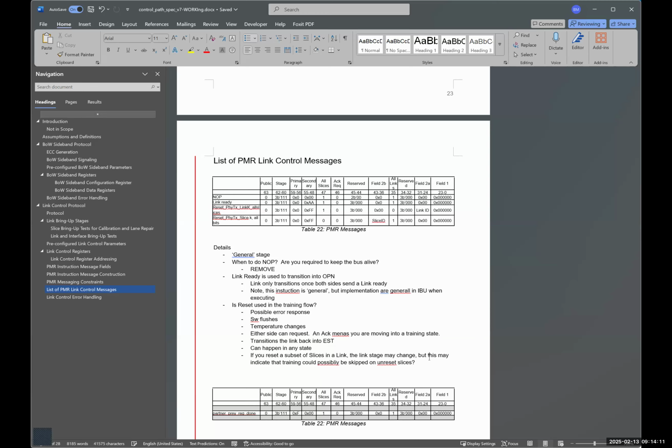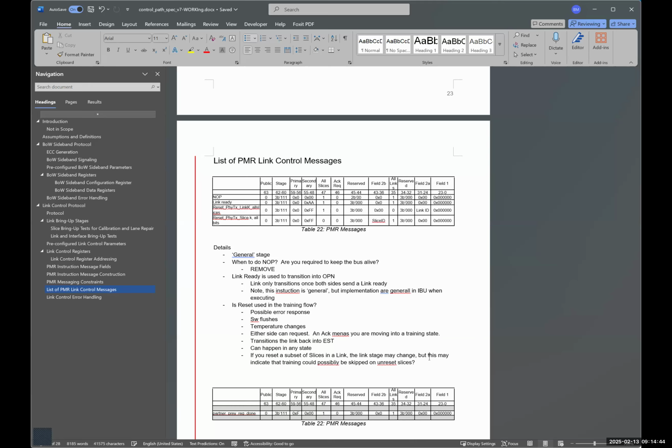Does that make sense? Or we could say if sub slices are being reset, then each slice maintains its own state for the purposes of bring up stages. But the whole link is not available until all slices within that link are available.